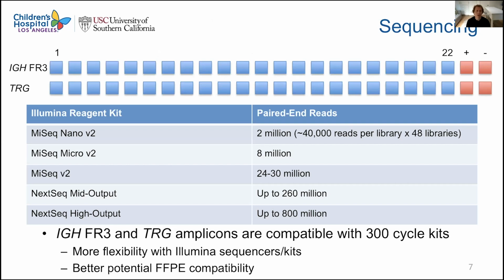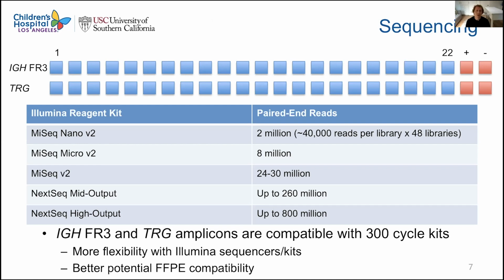So our laboratory has several of the Illumina sequencers, and we chose the IGH Framework 3 and TRG kits partly because their amplicons are compatible with the 300 cycle kit. So that allows us to use the NextSeq, and it allows us to use the several different scales of the kits for the MiSeq. So you can see listed there, nano, micro, and the standard MiSeq V2 kit. With the nano kit, if you're just doing the test at diagnosis, you're able to run 48 libraries and get approximately 40,000 reads per library, and that's sufficient.